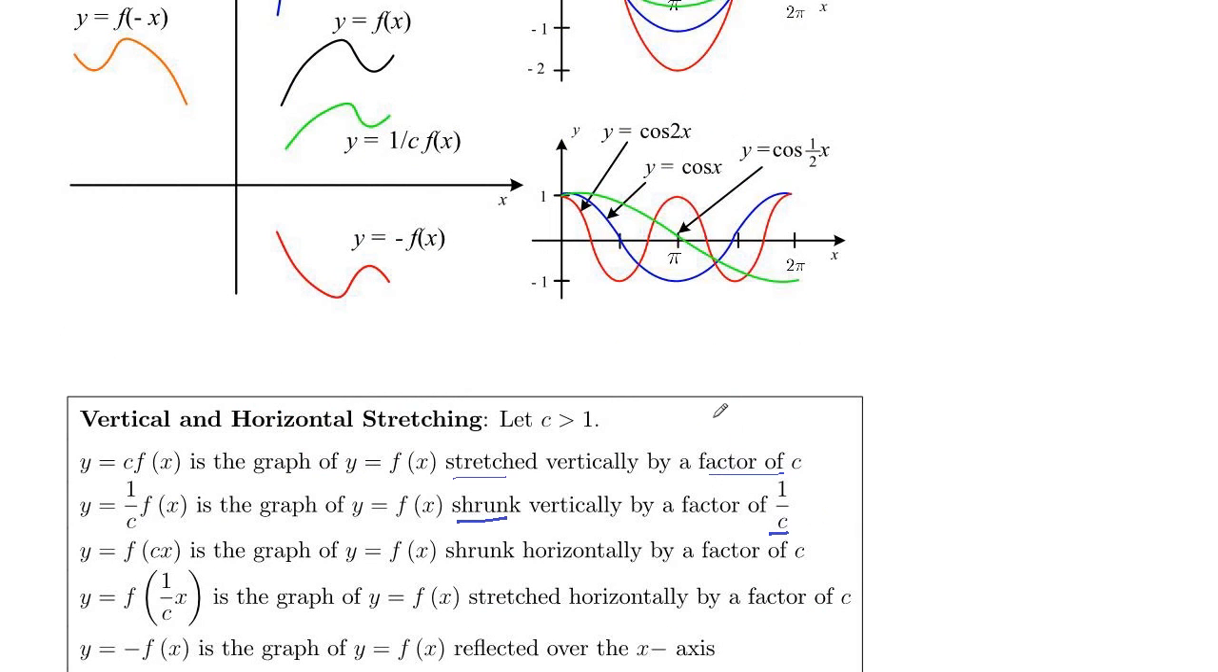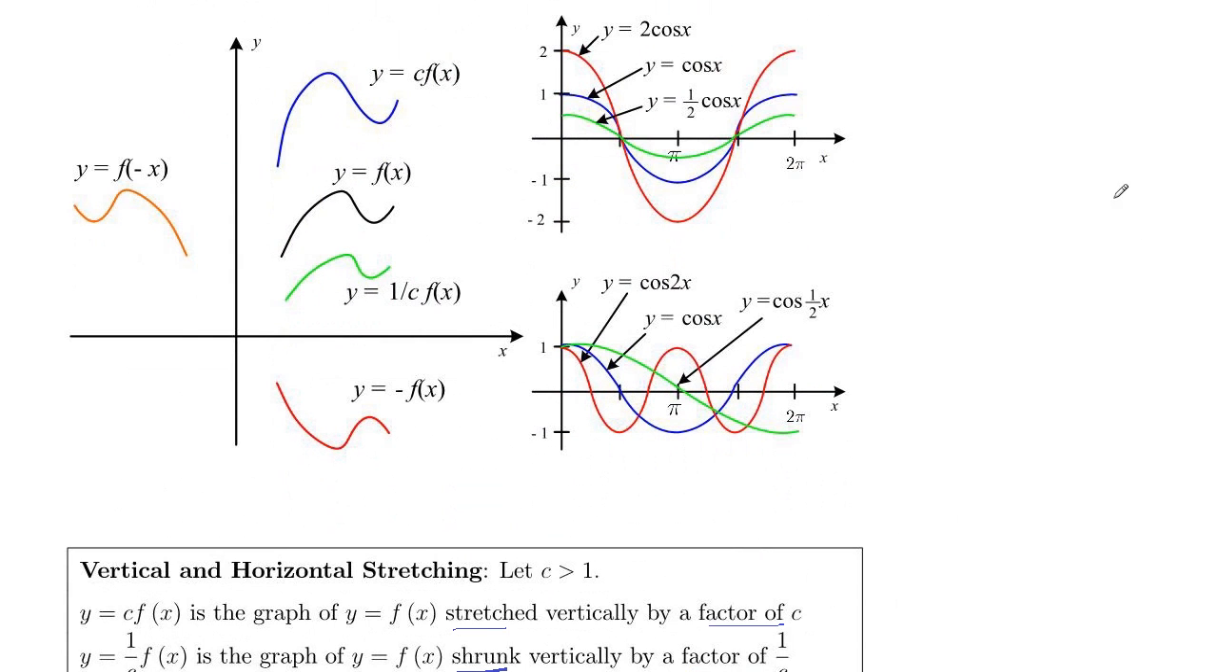So if 1 over c is 1/2, c is 2, then it's half as high. And we saw that with our sine and cosine graphs here. So the blue graph is cosine x, and then the green graph, shrunk by a factor to half the height, is 1/2 cosine x, and then the red graph is 2 cosine x. It's stretched vertically by a factor of 2.